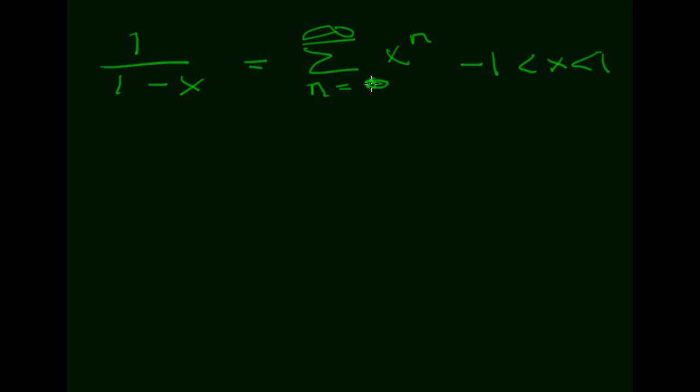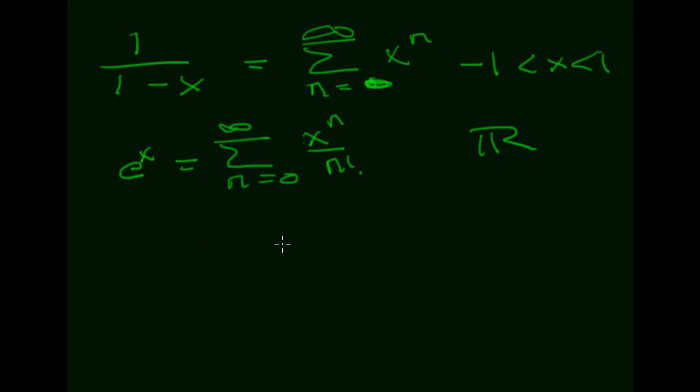So this is like the place where the geometric and the power series kind of run into each other. The other one that we've seen is that if I have e to the x, this is the same as the sum from n equals 0 to infinity of x to the n over n factorial. And this happens to be good for all real numbers. So no matter what I put in for x, this is going to hold.